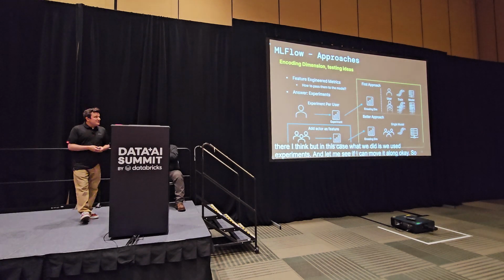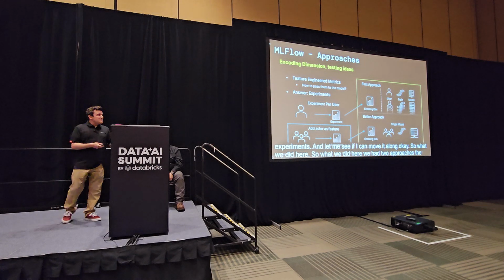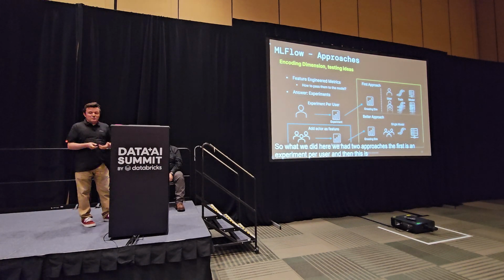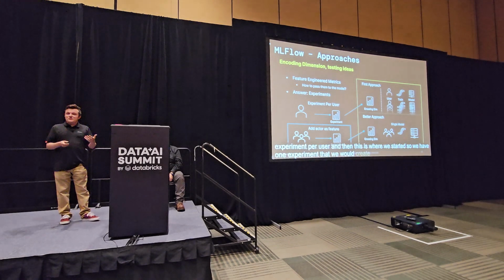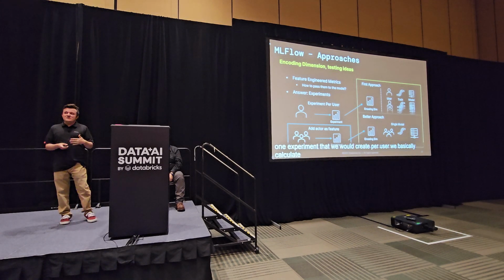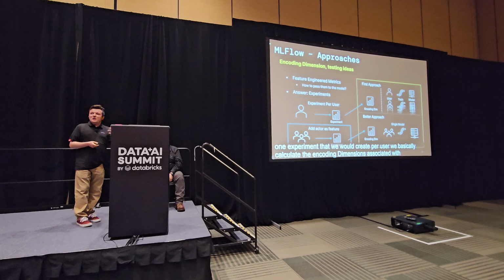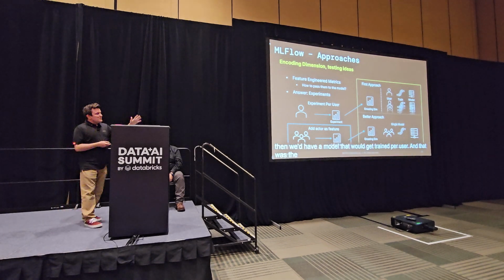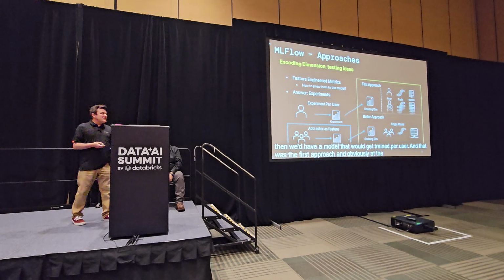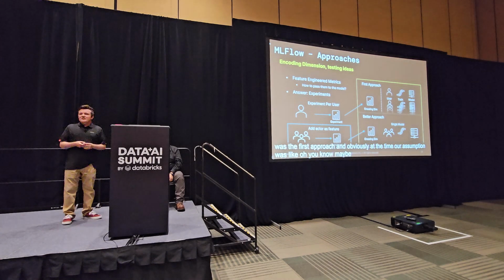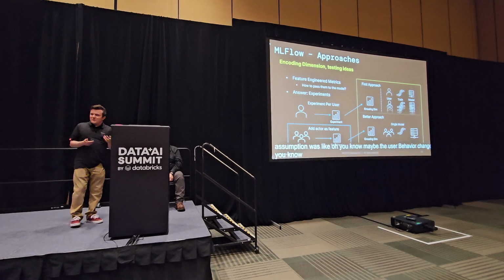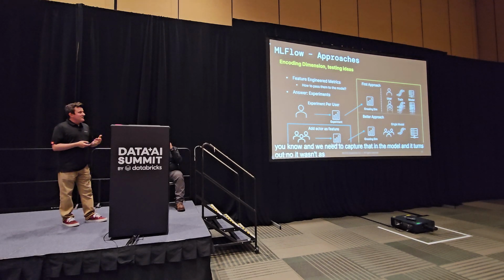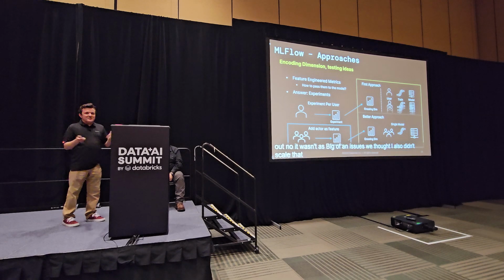So what we did here, we had two approaches. The first is an experiment per user. And this is where we started. So we had one experiment that we would create per user. We would basically calculate the encoding dimensions associated with each user, and then we'd have a model that would get trained per user. And that was the first approach. And obviously, at the time, our assumption was, oh, maybe the user behavior changes, and we need to capture that in the model. And it turns out, no, it wasn't as big of an issue as we thought. It also didn't scale that well. We had 30,000 plus employees.